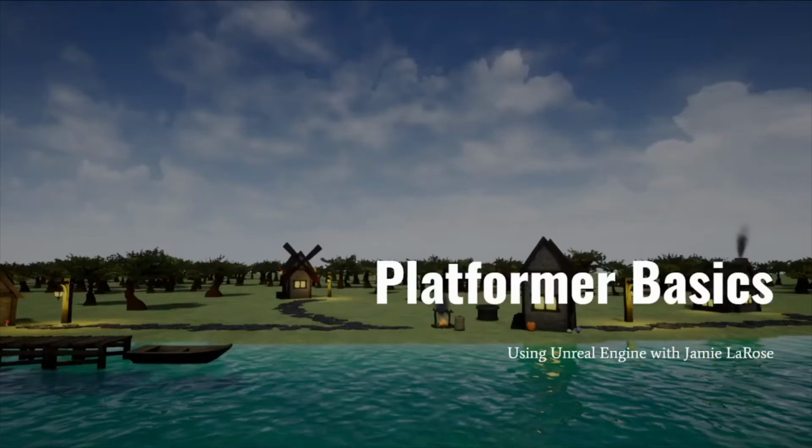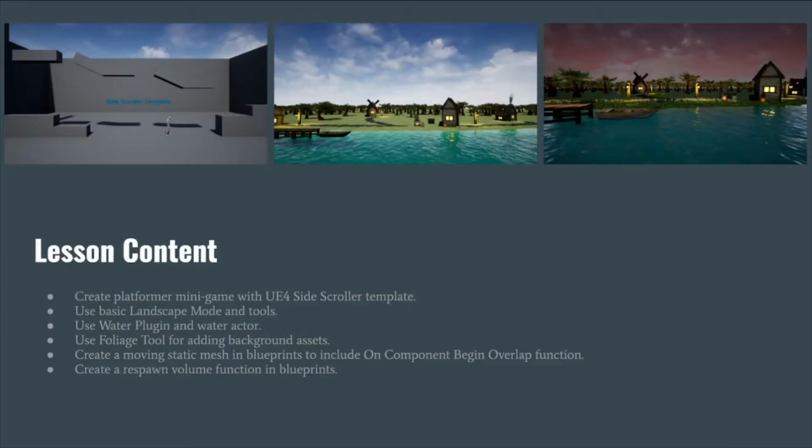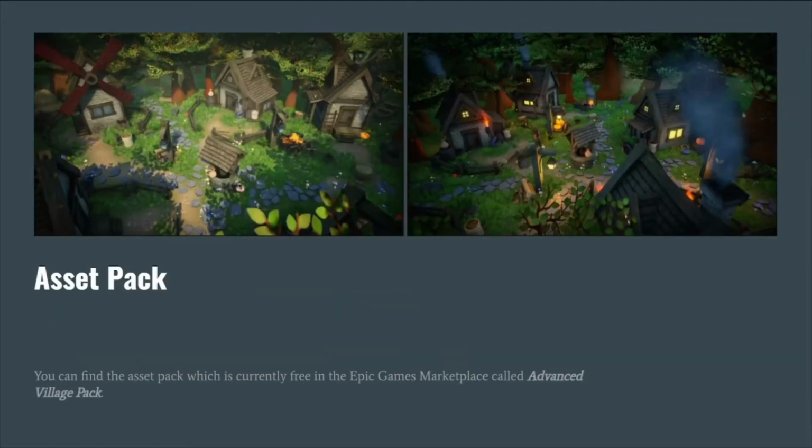Hello and welcome. In this video, we'll be covering some platformer basics using Unreal Engine. In the lesson, we'll be able to create a platformer minigame with the UE4 Side Scroller template, use basic landscape mode and tools, use a water plugin and water actor, use the Foliage Tool for adding background assets, create a moving static mesh in blueprints to include the onComponent begin overlap function, and create a respawn volume function in blueprints.